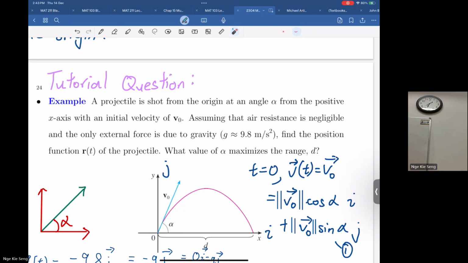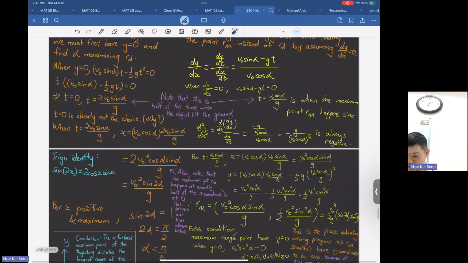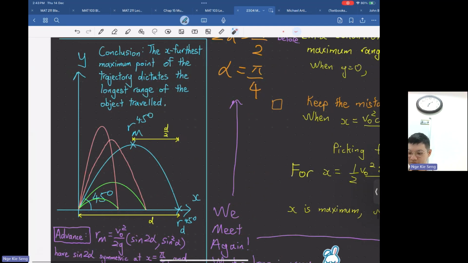I see. Okay, yeah, it's 45. Away from the 45, it will be symmetric across and reduce in the length. So the result is here. Maybe I show you the result first. I have drawn here. Here is the result.